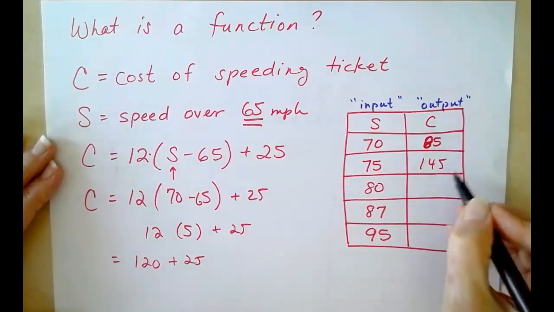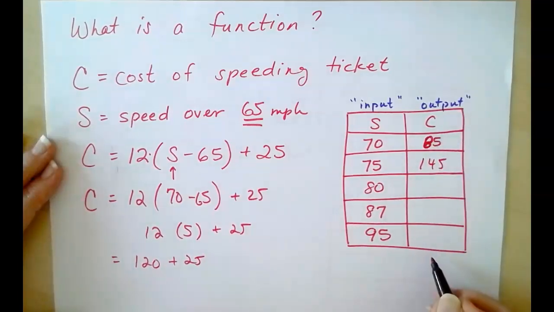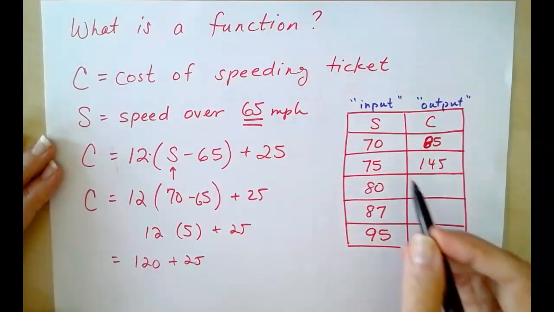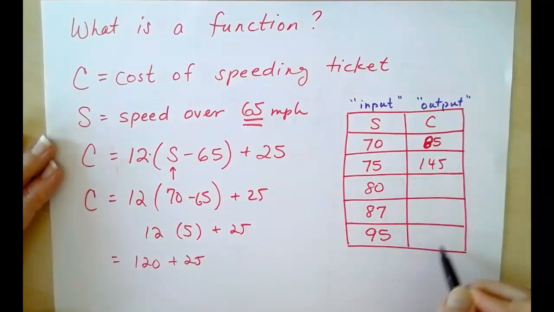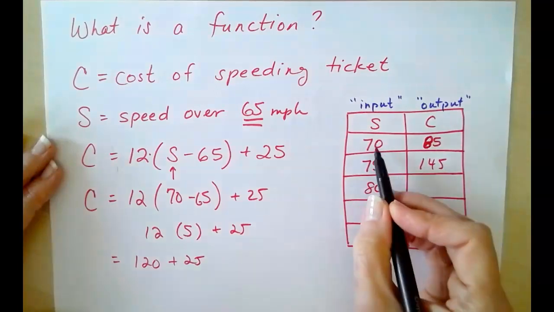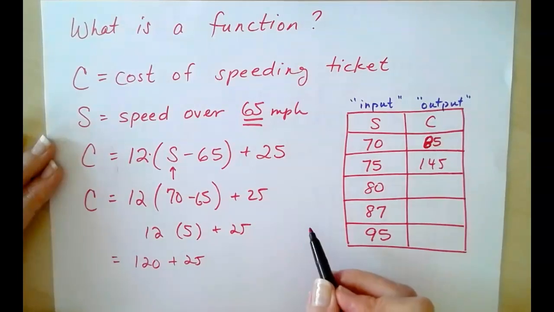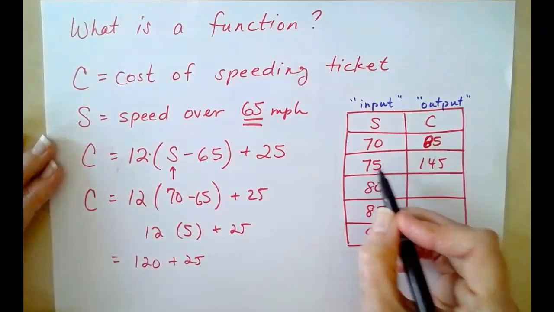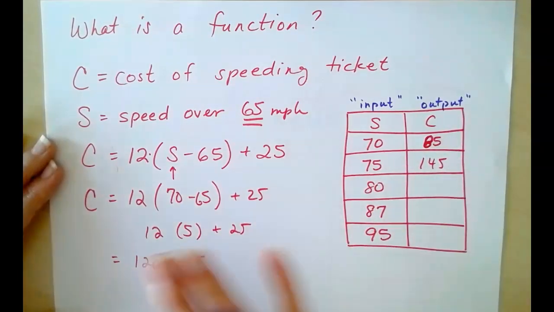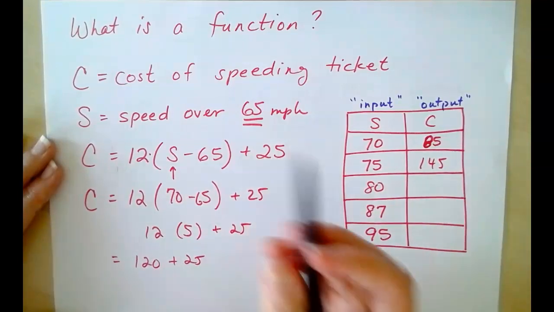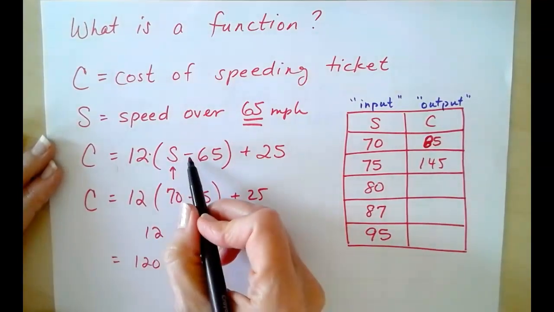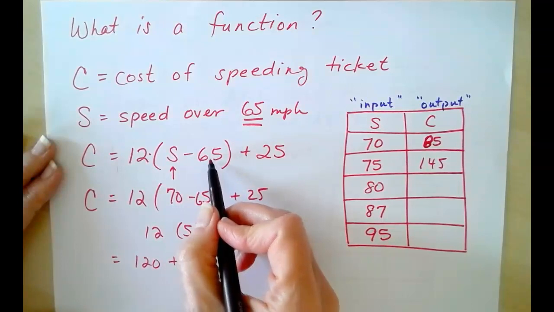145. So as we can see here, the cost is increasing, and it's not going to be duplicated in any of these. 70 only maps to 85, nowhere else. 75 only maps to 145, nowhere else. Let's plug in 80. 80 minus 65 is 15.